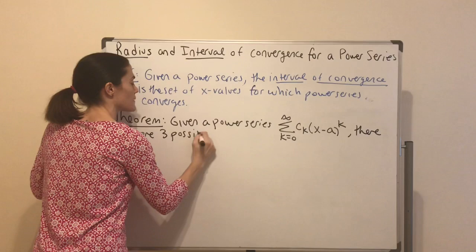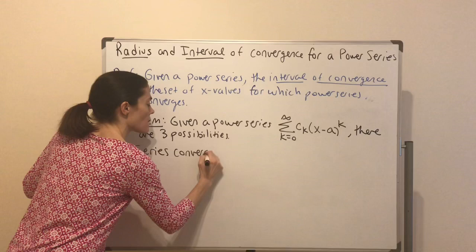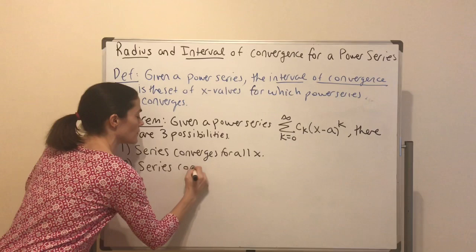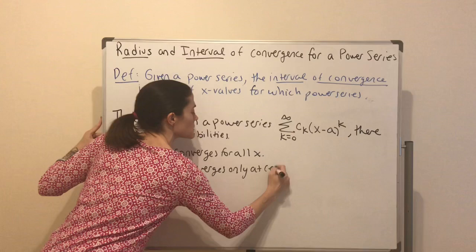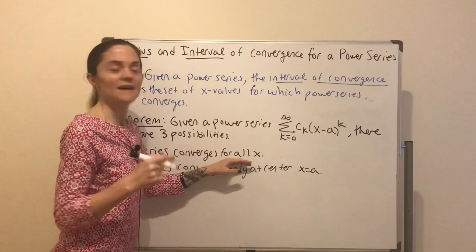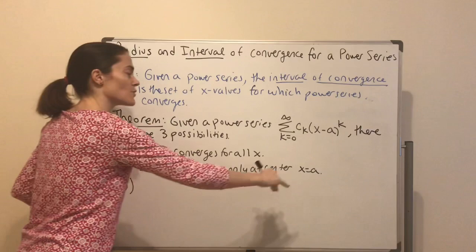Okay, number one. This is when the series converges for all x. For example, e to the x, its Maclaurin series, sine x, cosine x, those Maclaurin series, they converge for all x. Okay, number two, the power series might converge only at the center, x equals a.